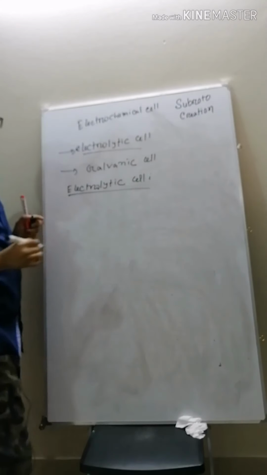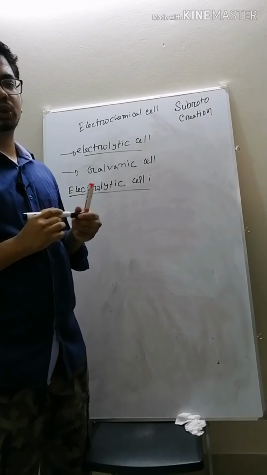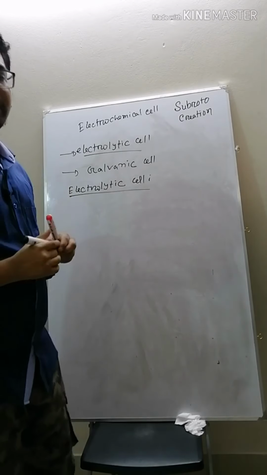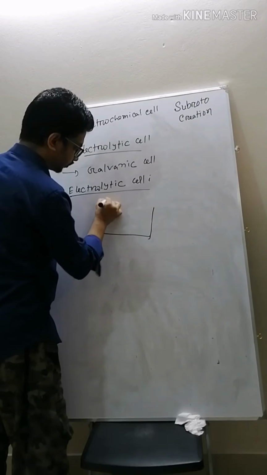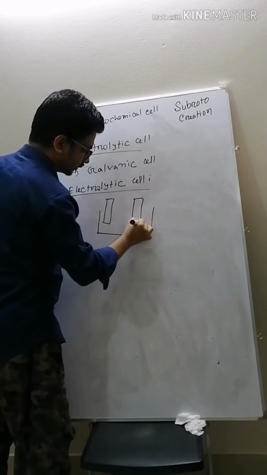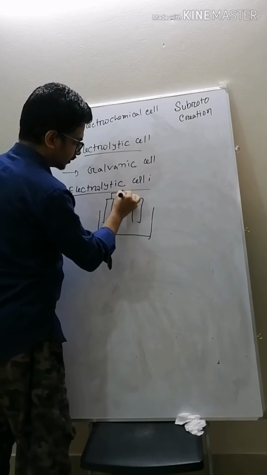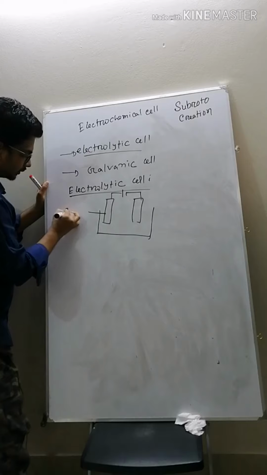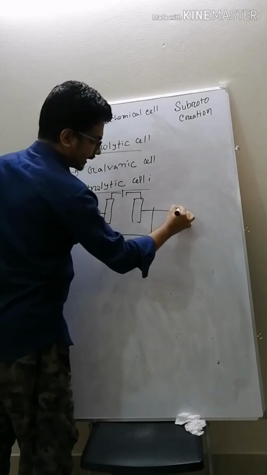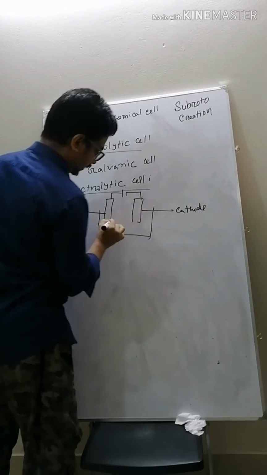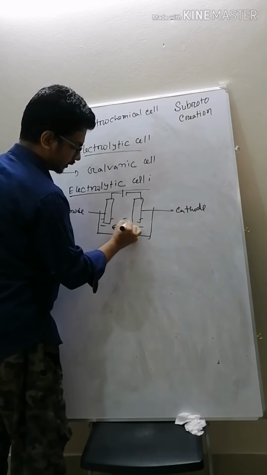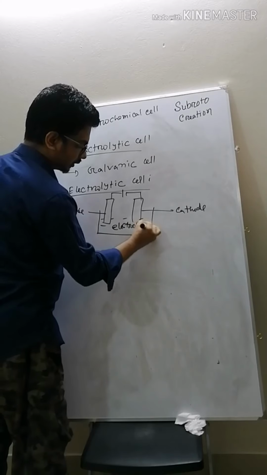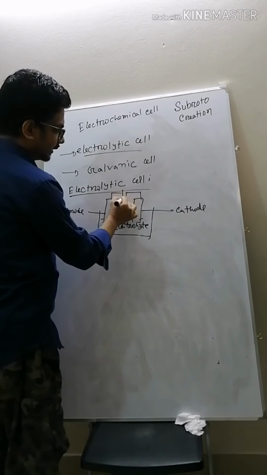Electrolytic cell is that cell where electricity is used to continue a reaction. An electrolytic cell is, we draw here, its anode, its cathode. Here electrolyte, and it's a battery.